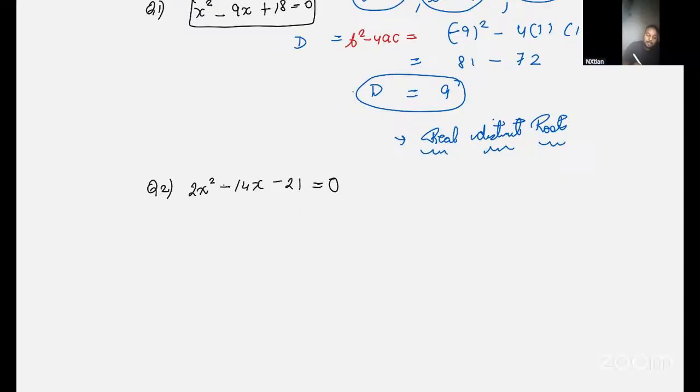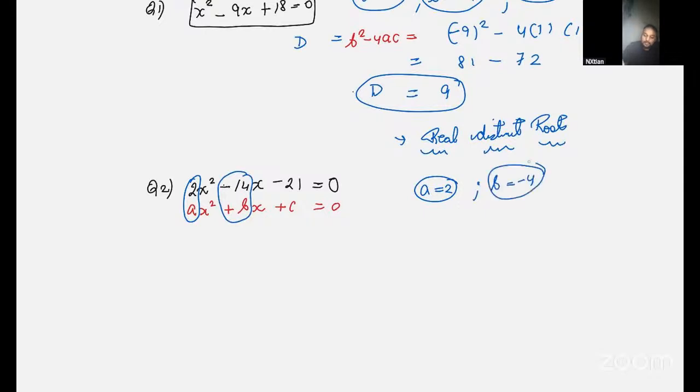Okay. So we have to first find the value of a, b, and c. What are a, b, and c? We have to compare with the standard form of the equation, which is ax square plus bx plus c equals 0. Now in this question, what is a? If I compare it, I get the value of a is 2. What is the value of b? The value of b is -4. And the value of c is -20. Got it?